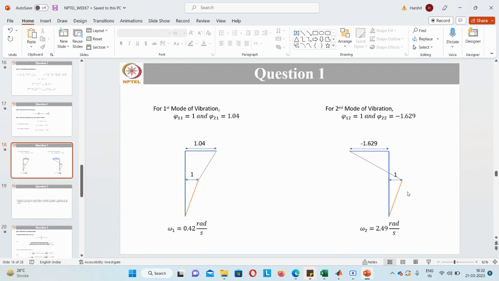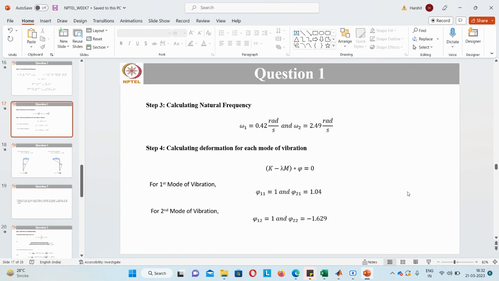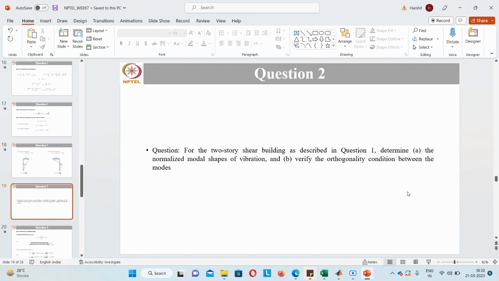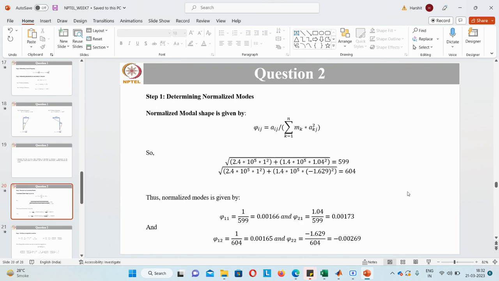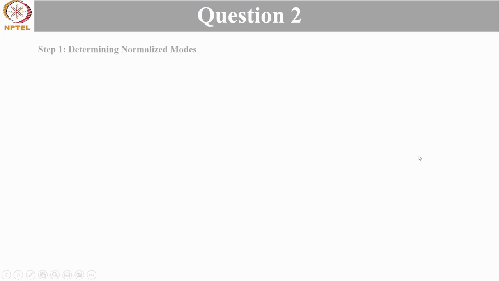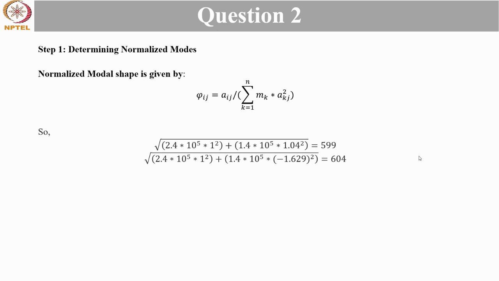What do we mean by normalized modal shape of vibration? Here we assumed that the deformation for first floor will be unity, and correspondingly we obtained the deformation for the second floor. But now we need to obtain the actual deformation of the floor. So how can we obtain it? Deformation can be obtained by the following equation: phi ij is equal to Aij upon the square root of summation of mk into akj squared, where k represents the floor and ij represents the deformation, like for floor 1 or floor 2.